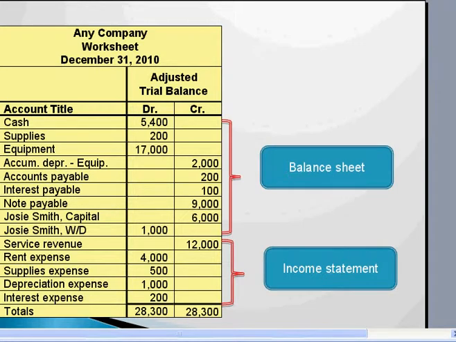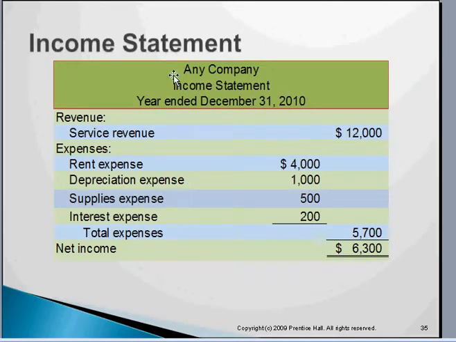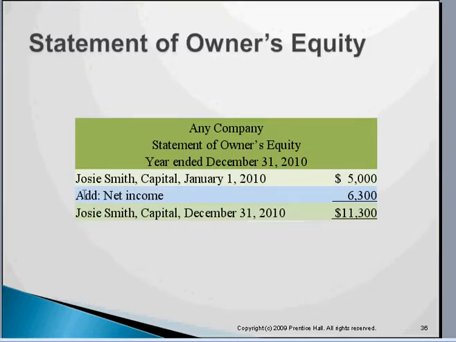So what does a formal income statement look like? You've got your who, what, when at the top, just like for any financial statement. You've got your revenues first, followed by your expenses in descending order, highest to lowest. Total up the expenses, $5,700, subtract that from the $12,000, you've got net income of $6,300.